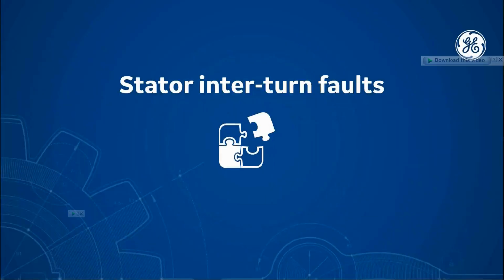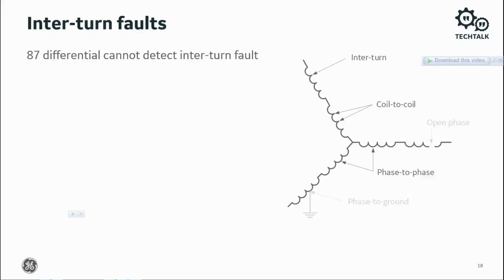Let's take a look at a big problem in generators, stator interturn faults. Interturn faults are short circuits of adjacent turns on the same phase in the stator windings. Interturn faults are difficult to detect. There is no difference between the neutral and terminal currents monitored by the 87 differential. Unbalanced 46 can detect this. In addition, for split phase generator windings, we can use the split phase element 50 SP.